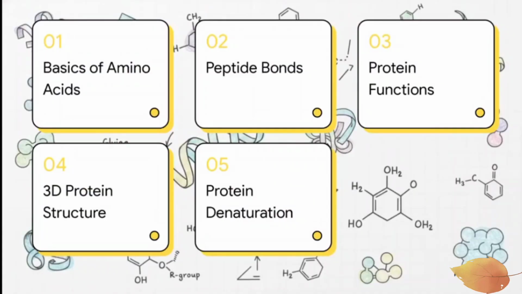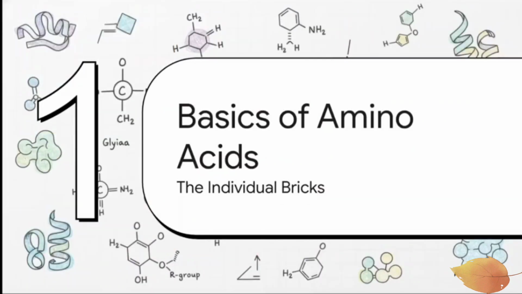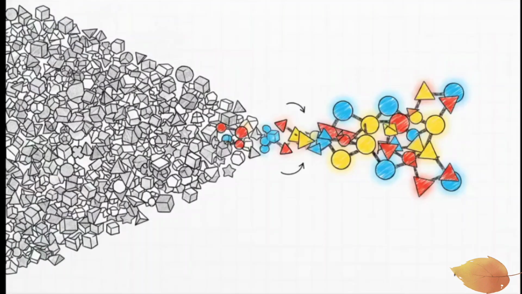Here's how we're going to break it all down today. First, the basics of amino acids. Then, peptide bonds and chains, the amazing functions of proteins, their three-dimensional structure, and finally, protein denaturation and damage. Let's get right into it. Section 1, Basics of Amino Acids, the individual bricks.